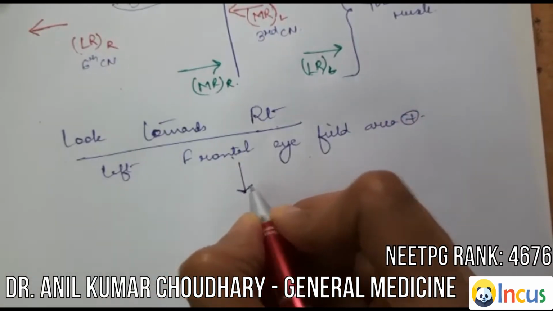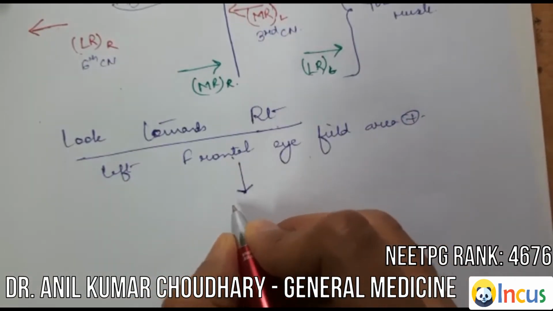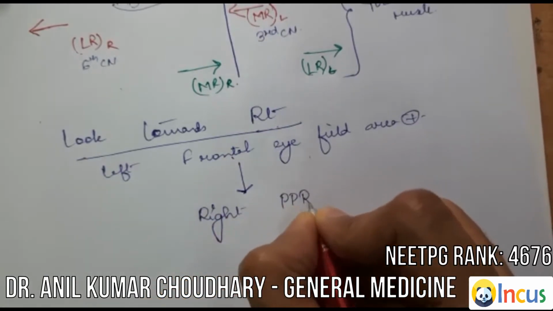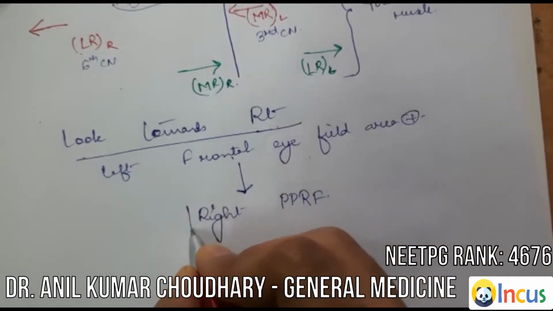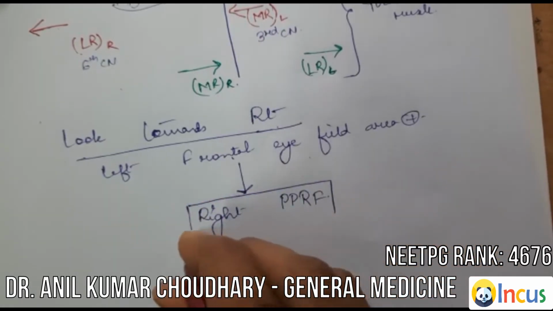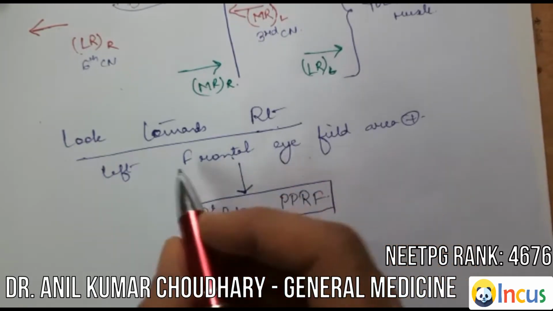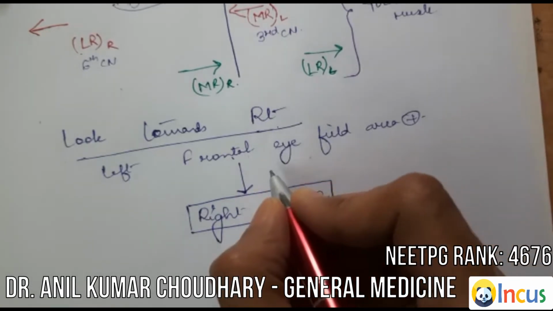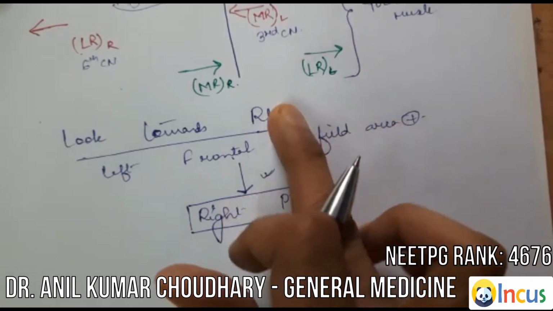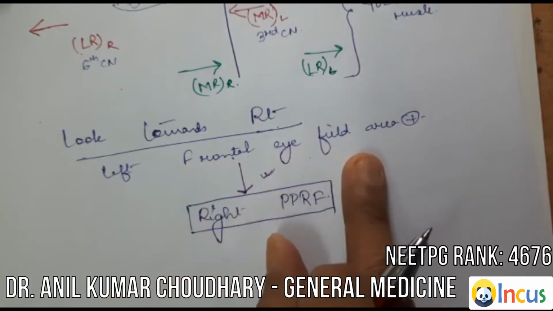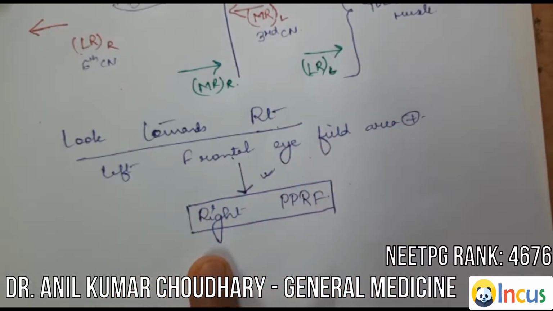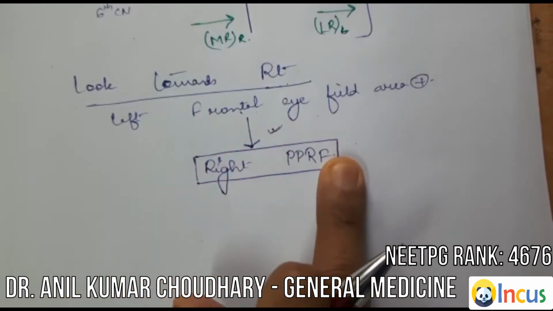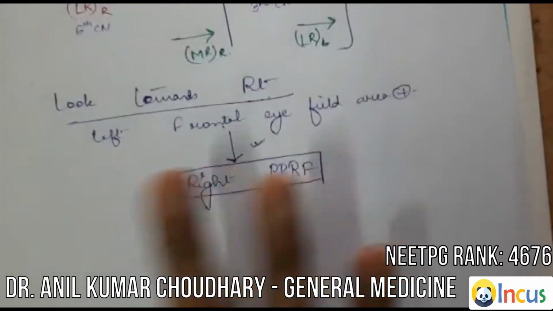Now this brings about activation of the right-sided parapontine reticular formation. The fibers that carry the information from the left side of the frontal eye field area to the right side of the parapontine reticular formation are nothing but the mesencephalic fibers. Now this is basically the center, the control of the horizontal gaze.